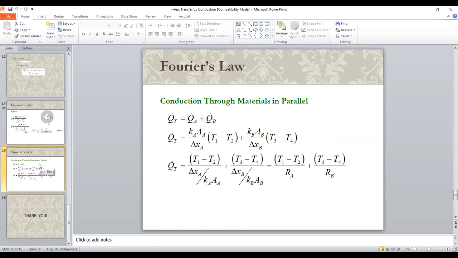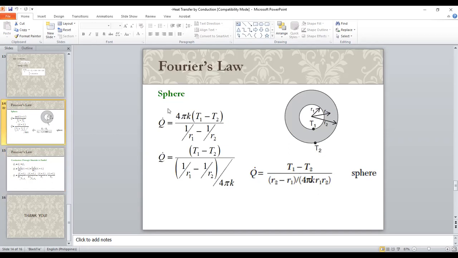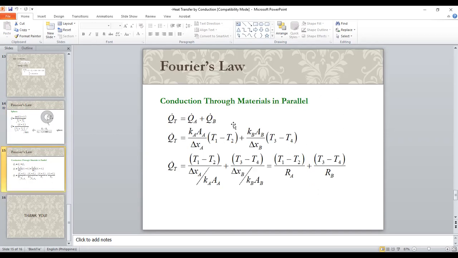Is that clear? I think I did not set the deadline tomorrow for the submission of the problem set in relation to conduction. If I did, I will edit the deadline because I have not yet discussed the part of the sphere and that of the parallel resistances, materials in parallel. Since that problem set already is the entirety of the problem set for the topic of conduction, it will have to wait until I'm done with the last two subtopics under conduction. Is that clear, everyone? Yes, Miss. Okay, I will stop sharing now.